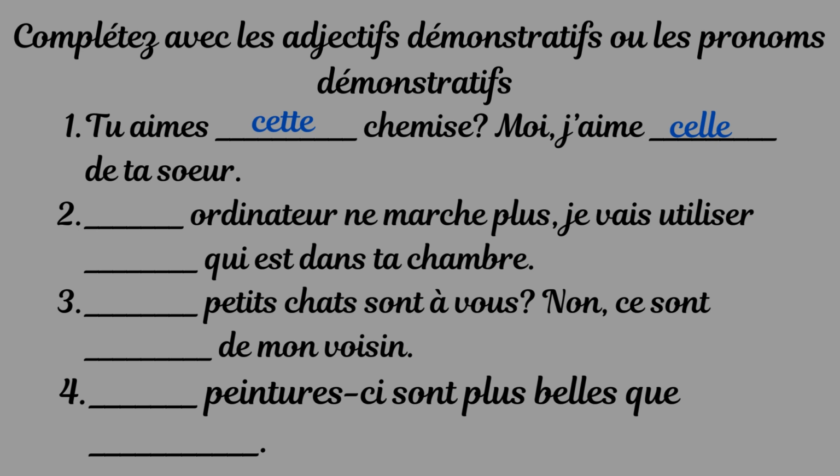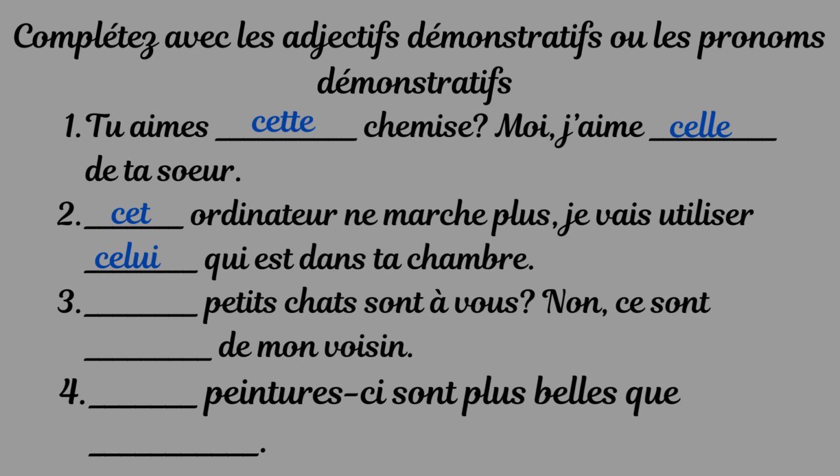Next one, dash ordinateur ne marche plus. Je vais utiliser dash qui est dans ta chambre. Again, ordinateur is a noun, so we'll be using adjectif démonstratif here. CET because ordinateur begins with a vowel. Je vais utiliser dash qui est dans ta chambre. Here we are talking about the one, I'm going to use the one which is in your room. So because we have a relative pronoun qui after the blank, we'll be using celui for masculine ordinateur.